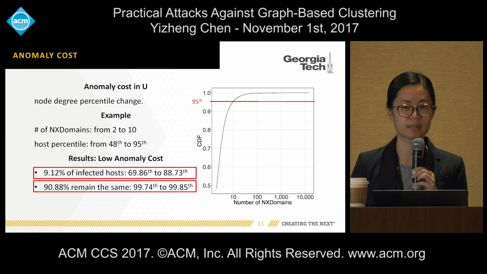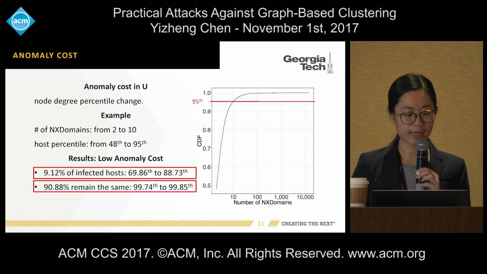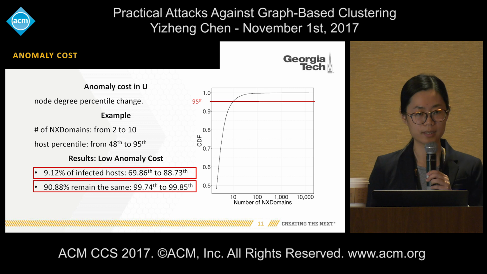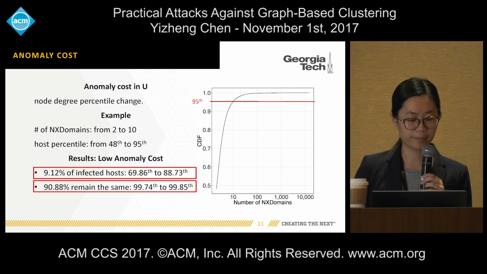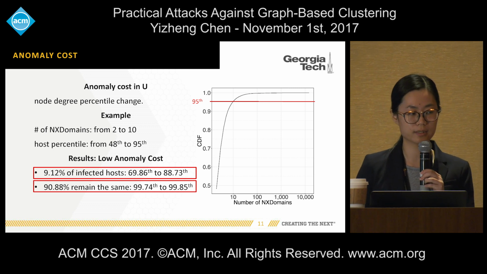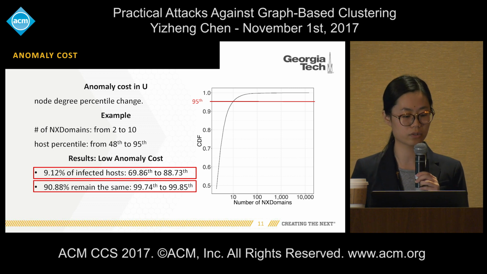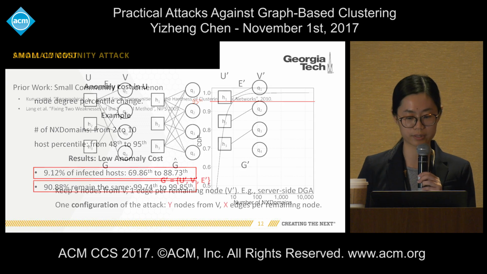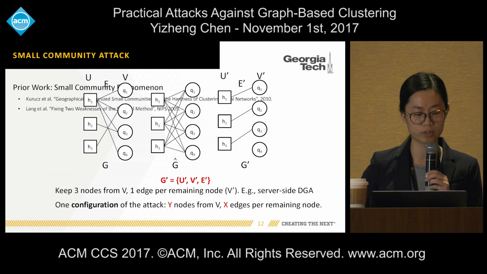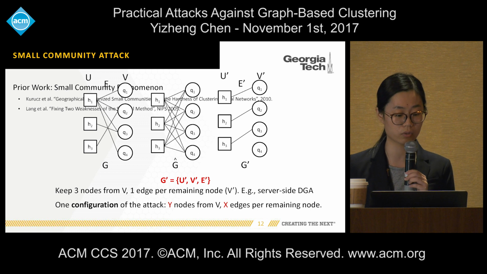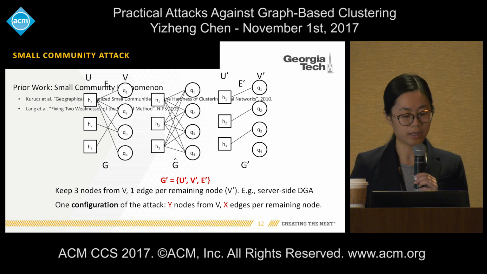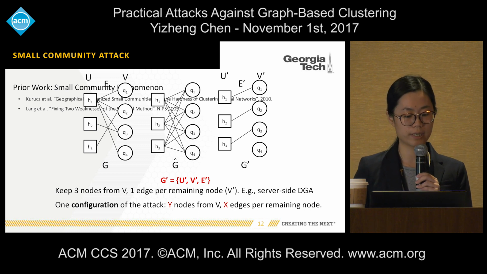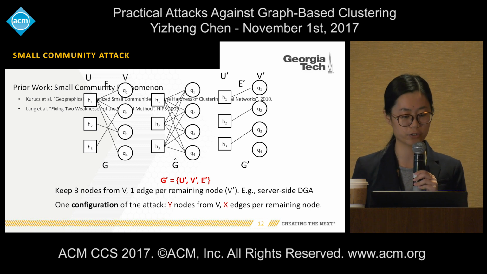Our second attack is the small community attack. It exploits the small community problem that has been discussed widely by related work. Small communities exist in all kinds of different graphs and social networks, and it's known to cause a problem for spectral methods. In order to create a small community, the attacker starts from the local graph again. Now, the attacker does an extra step to create a complete version of the bipartite graph first, and then she removes nodes and edges from that complete version.